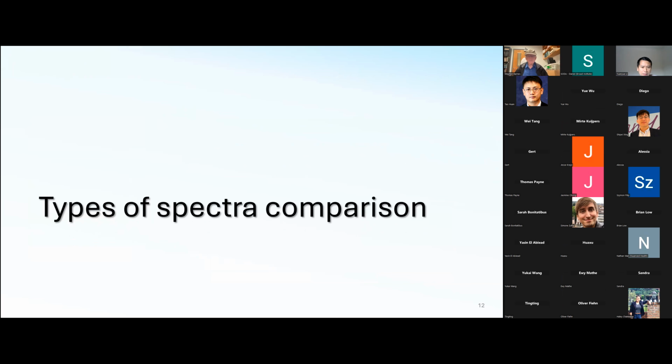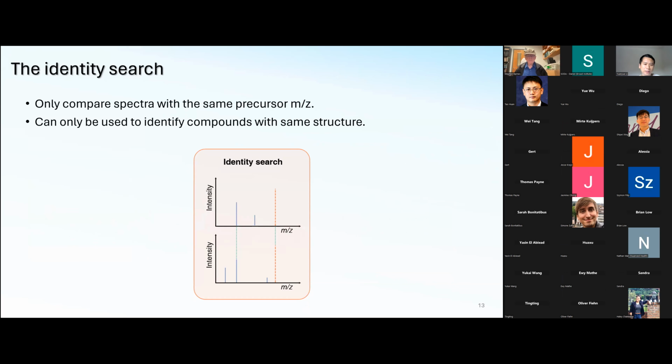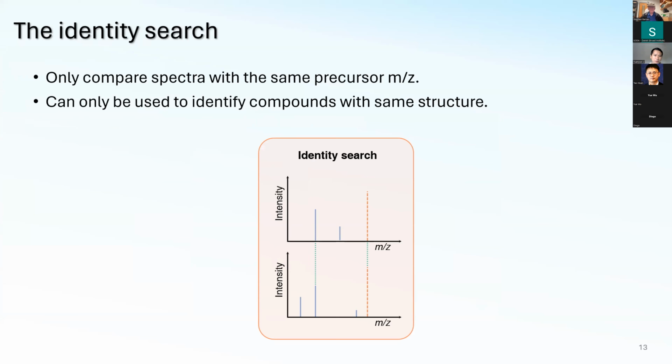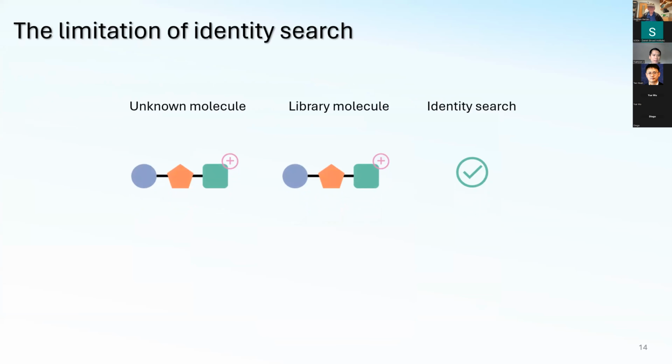How many types of spectrum comparison are there? Traditionally, when people do MS spectrum comparison, they only compare the spectra within the same precursor m/z. This idea works very well, but it can only be used to identify molecules with the same molecular structure. Let's say if your unknown molecule has exactly the same structure as the library molecule, with the identity search you can find it.